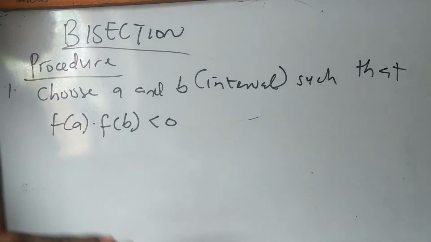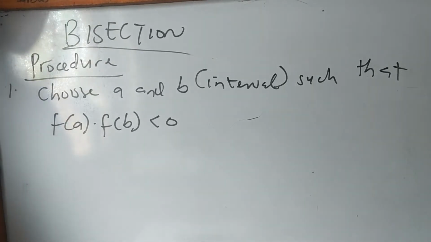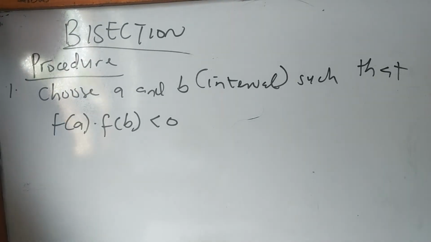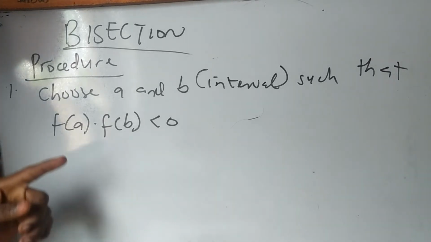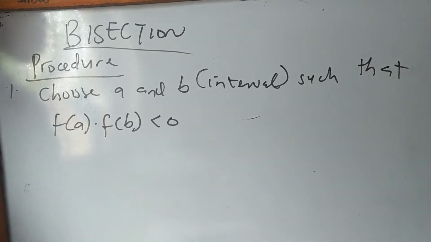IVT says if a function changes sign in a closed neighborhood bounded by A and B, then the function has at least one simple root in the neighborhood. We bring that same concept into the bisection method, such that once you choose A and B, your interval, the multiplication of their functions must evaluate to a number less than 0. It must give a negative number. If this is not satisfied, that means your interval is wrong. You have to choose another interval. Basically, f of A times f of B must always be less than 0.